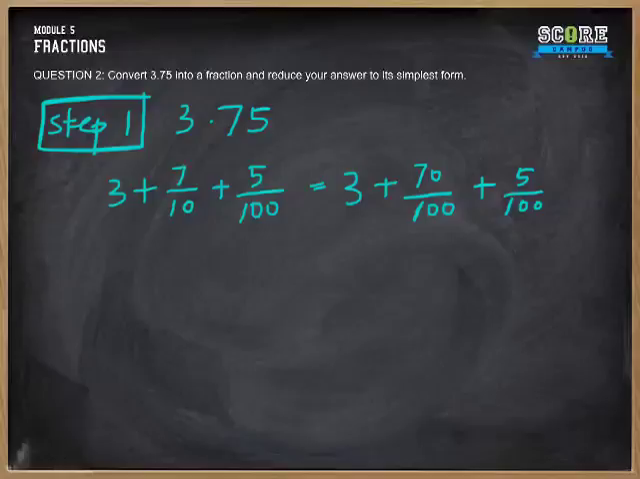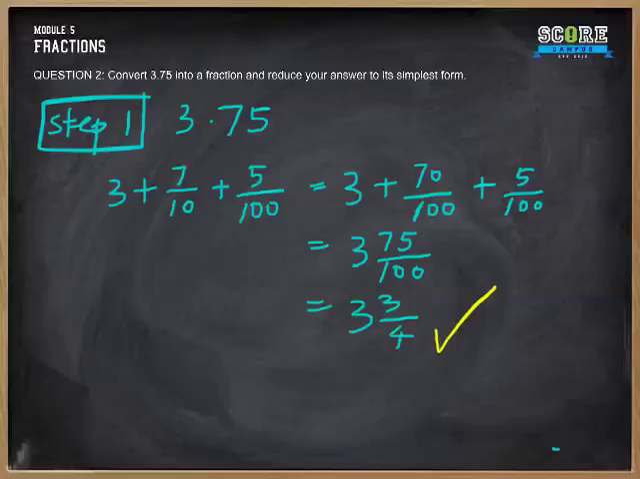That is going to be what? 3 and 75 over 100. Now 75 and 100 can be simplified further by dividing by 25. And when you do that, you get 3 and 3/4, and that is your final answer. And we are done with this question.